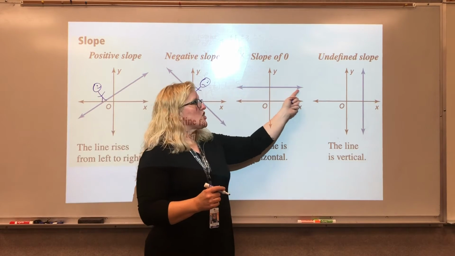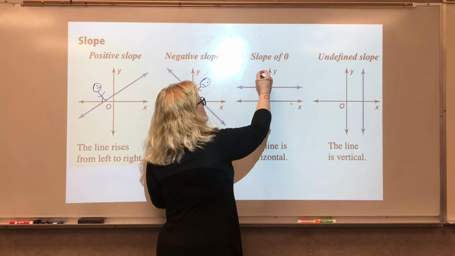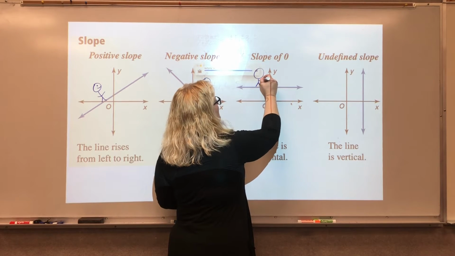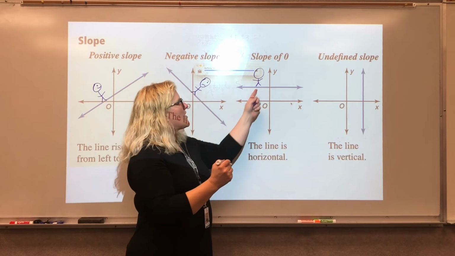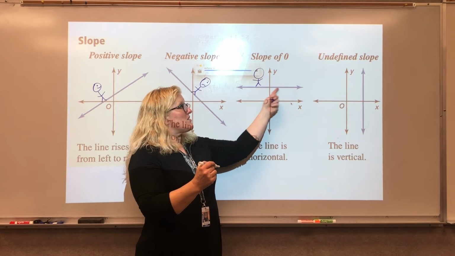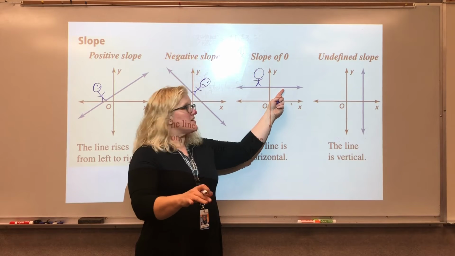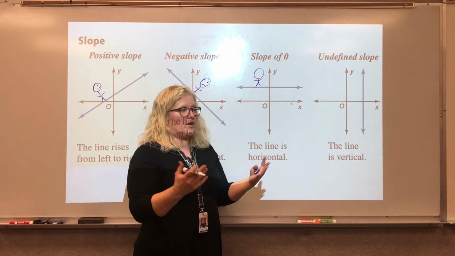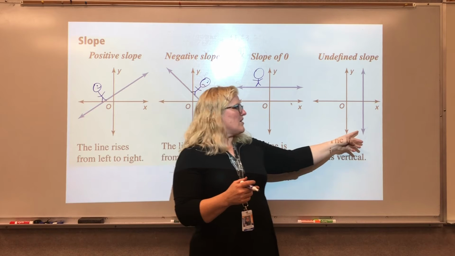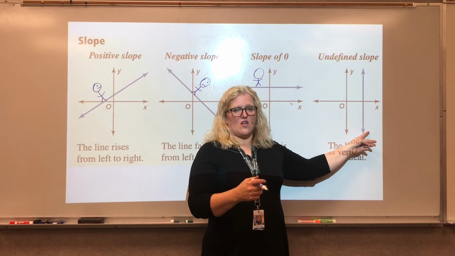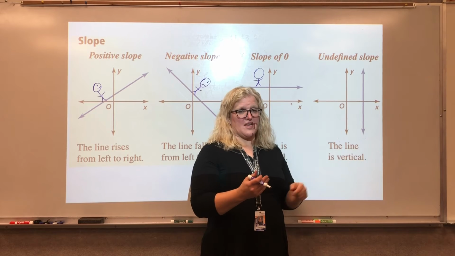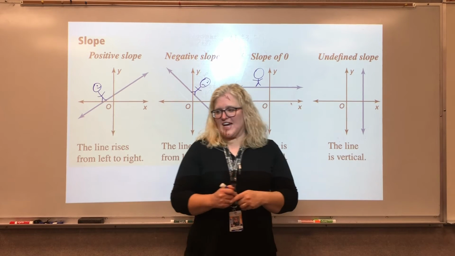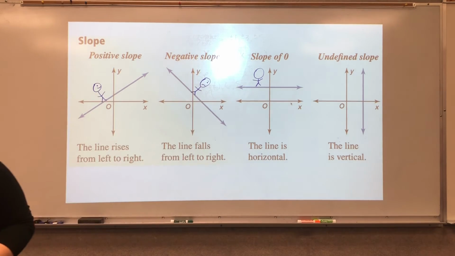This is when the slope is 0, and that makes sense, right? If I'm walking along here, there is no slope at all. It's perfectly flat. If I put a marble on the ground, it wouldn't go anywhere. And then right here is an undefined slope, which means there's no slope at all. It's going straight up and down. So the slope is undefined. All right.